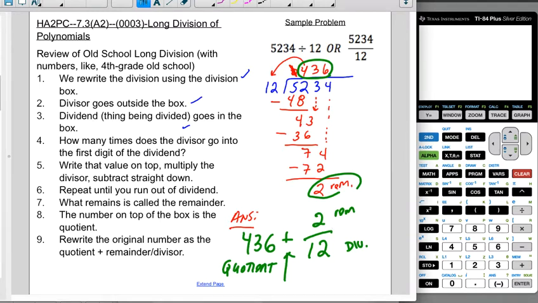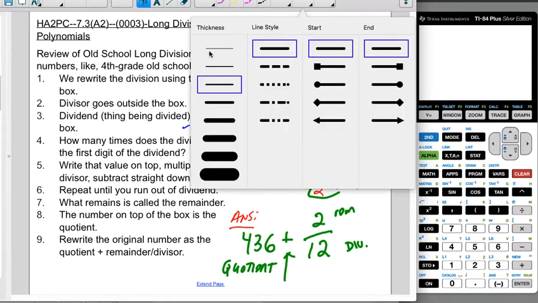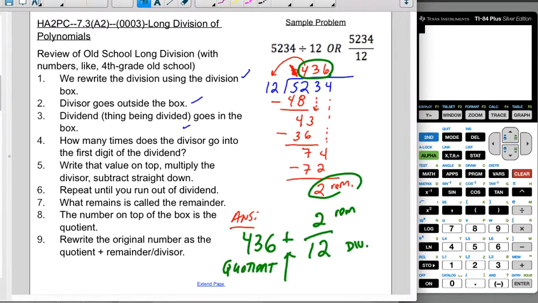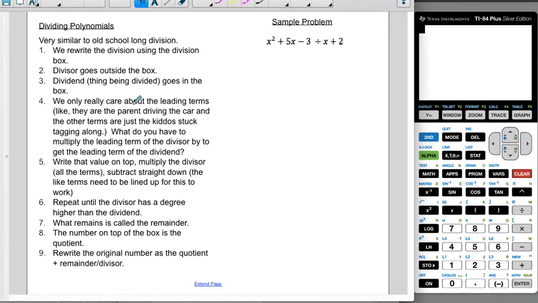Okay, so we're now going to take that same skill that we just did with long division of numbers, and we're going to do long division of polynomials. Good times. All right, so let's do the same skill. Dividing polynomials is basically the same thing. So we have this sample problem. We're going to write things the same way, with the division box.